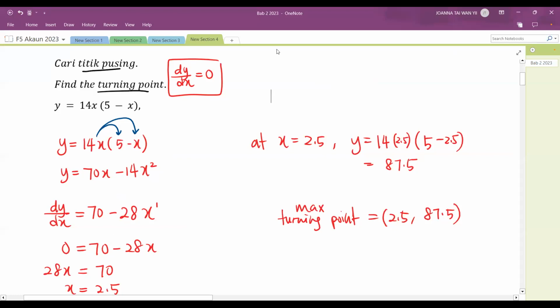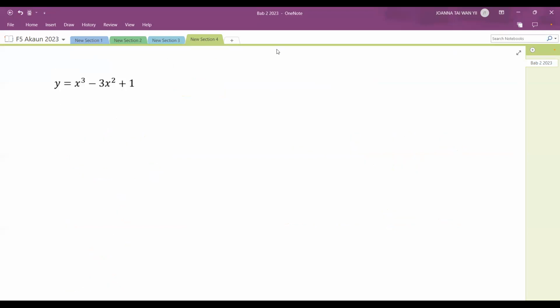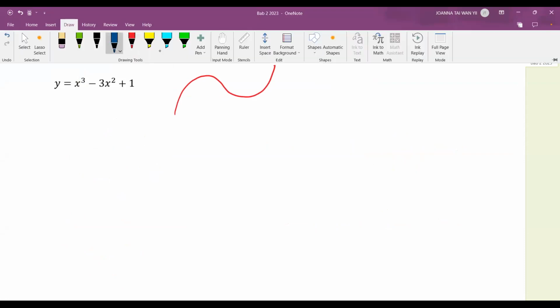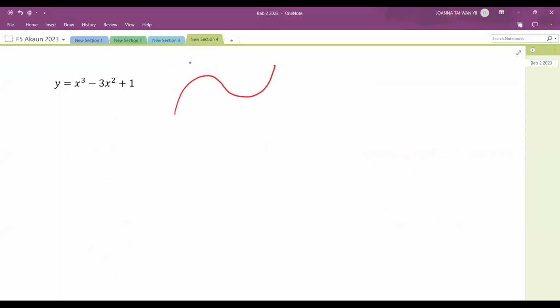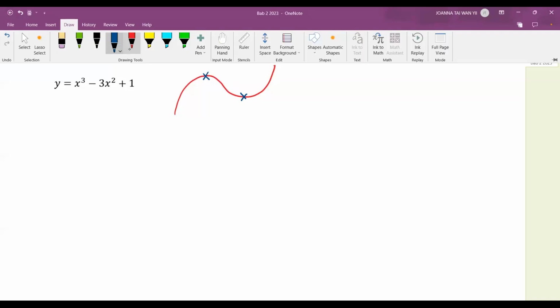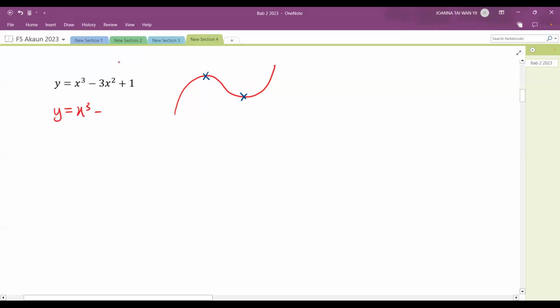Kita buat soalan kedua macam ni juga. Okay, this time is cubic. Cubic punya graph adalah macam ni, snake. Okay? So, can you see how many turning points? Berapa titik pusing sini kamu nampak? Dua, betul. Satu sini, satu sini. Jadi, nanti kamu akan dapat dua X. You get two X and then two Y. So, they give you Y already.